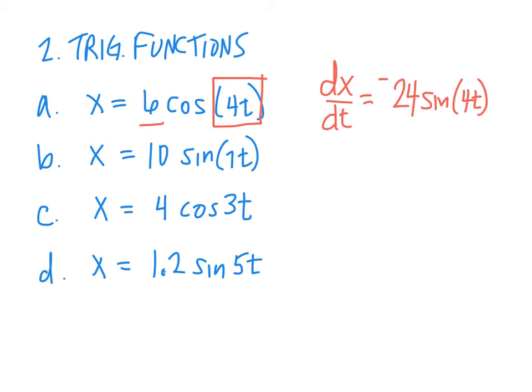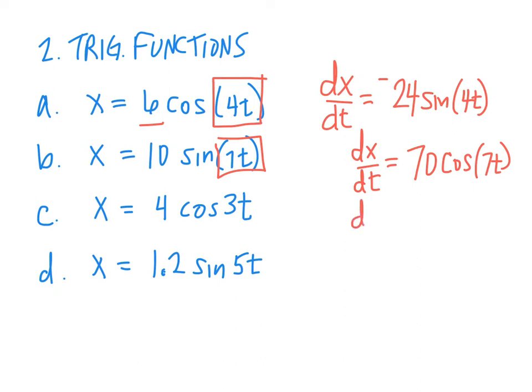The next one here, dx/dt, for this function, it's a sine. So again, it's going to switch to a cosine. But I'm going to keep the 7t the way it is, so that part of it stays the same. The derivative of 7t is just 7. Multiply that by 10, so there's a 70 in front here.